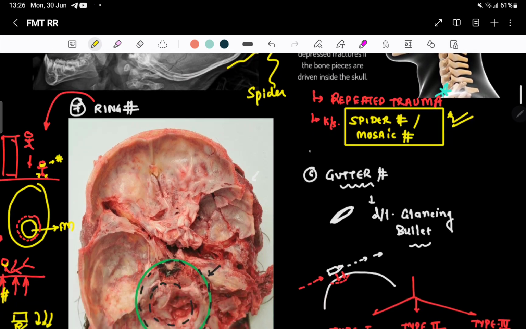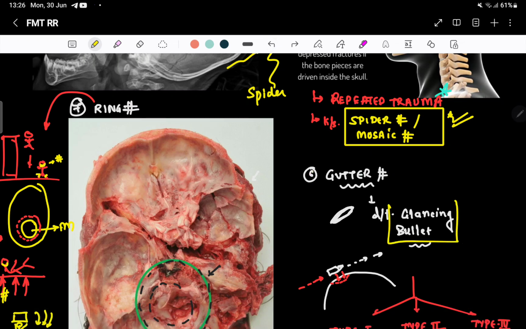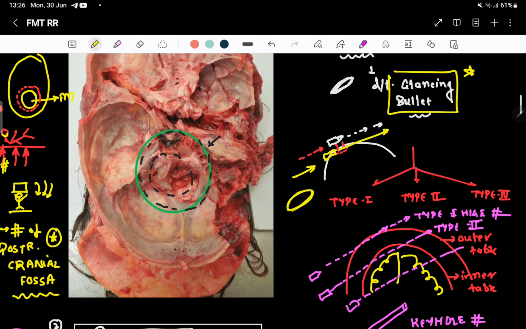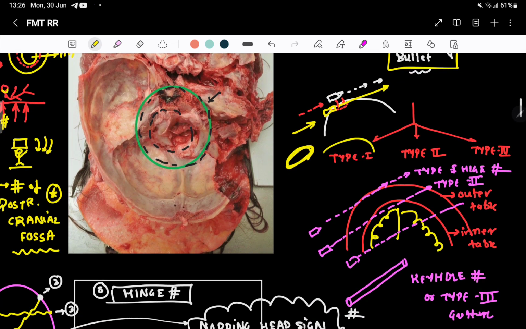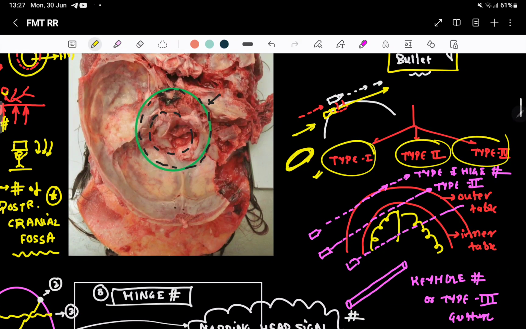Okay, then gutter fracture. What is gutter fracture? Gutter fracture is due to glancing bullet. Basically, when bullet goes tangentially, a gutter fracture is formed. A gutter is found like this. Type 1, type 2, and type 3 gutters.